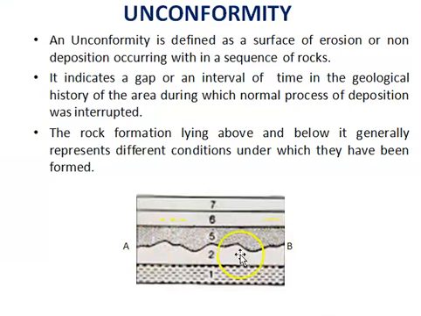This is followed again by subsidence and deposition, during which new beds 5, then followed by 6 and 7, get deposited over the eroded surface. So this AB represents unconformity between layer 2 and 5, during which no deposition occurs, only erosion occurs. The rock formations lying above and below the unconformity represent different conditions under which they have been formed.